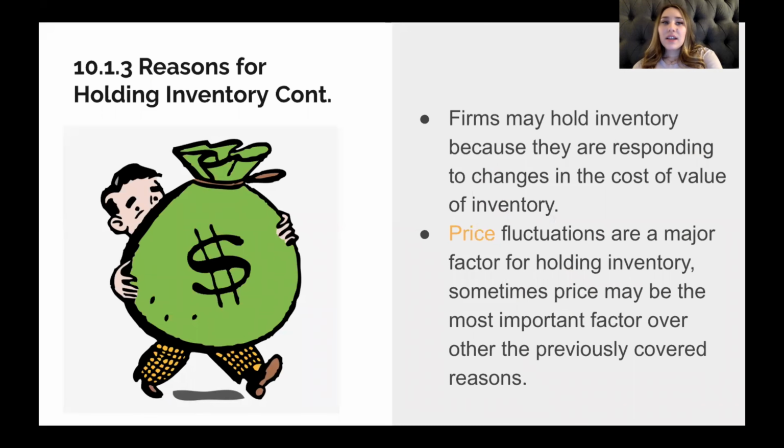And finally, the last reason for holding inventory is going to just be price. So firms hold on to inventory because they're responding to changes in the cost of value of inventory. This price fluctuation is a major factor for holding inventory. And sometimes price may be the most important factor over all of these previously mentioned reasons for holding on to inventory.